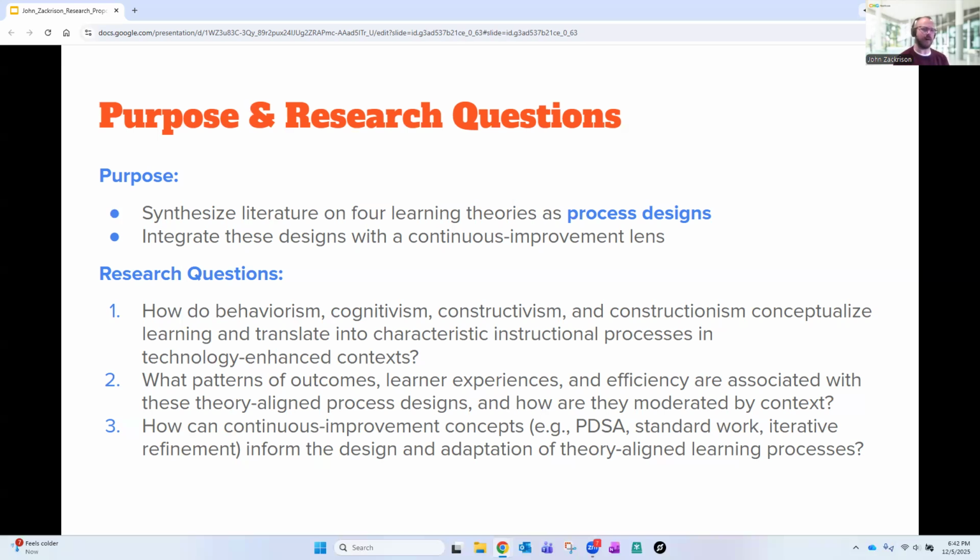And then finally, research question three asks how we can use continuous improvement ideas, such as PDSA cycles and standard work and other things, to inform the design, implementation, and ongoing adjustment of these theory-aligned learning processes so that we can improve them.